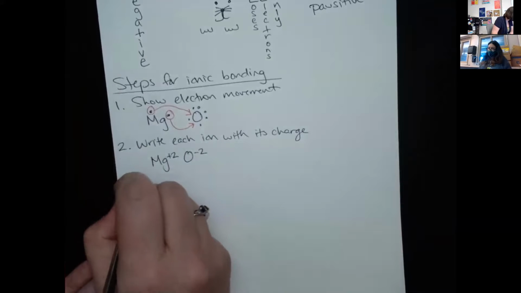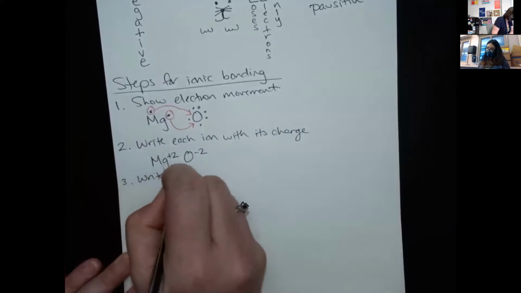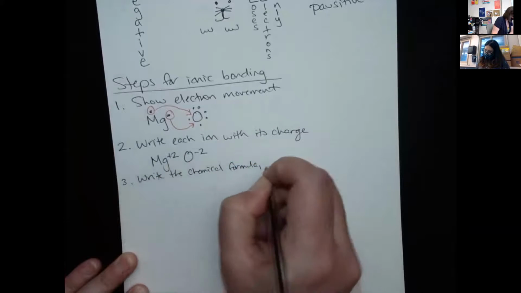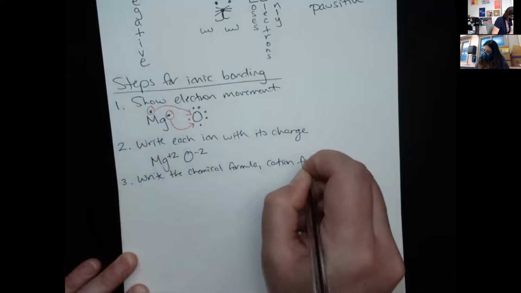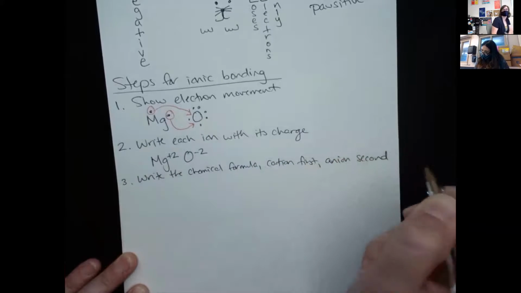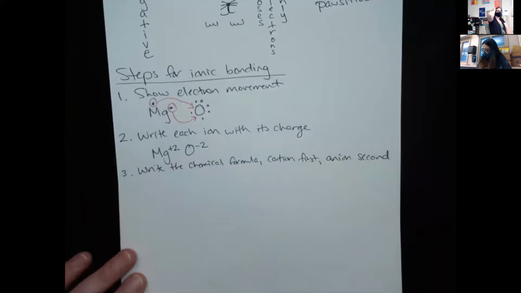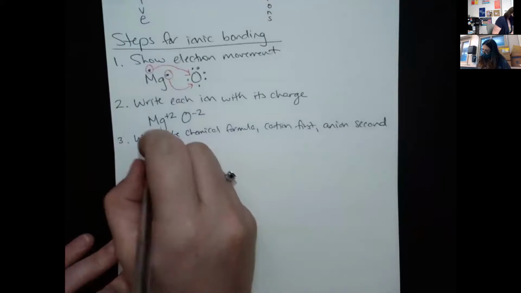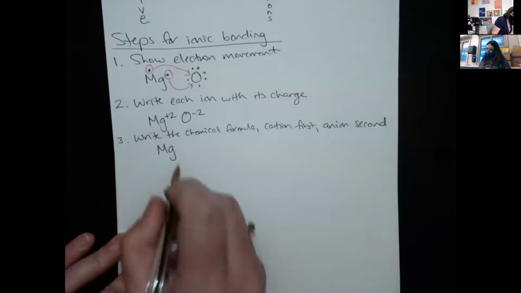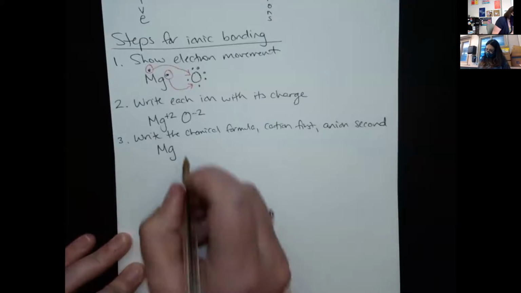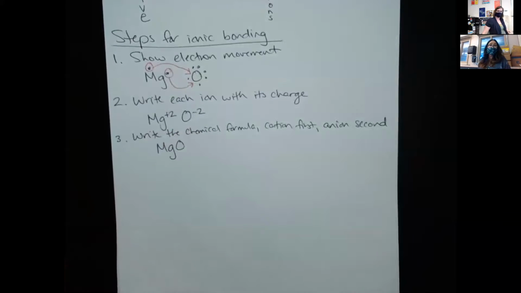Last step is to write the chemical formula. Cation first, anion comes second. And so the chemical formula is where we write the elements and we show how many of each of them there is. And magnesium came first, and there was only 1, and we don't usually write the 1. We write it if it's 2 or more. And oxygen comes second, so we just write MgO.